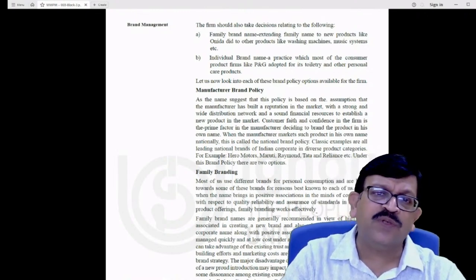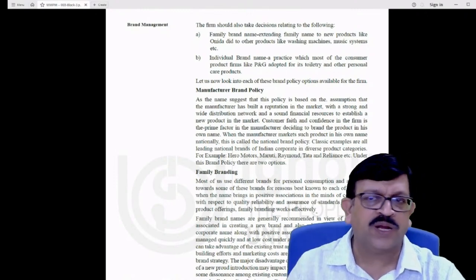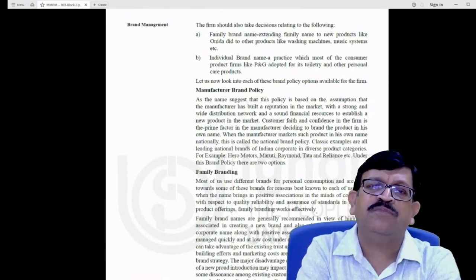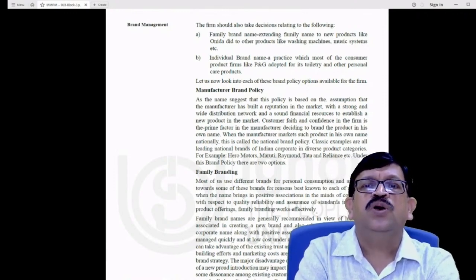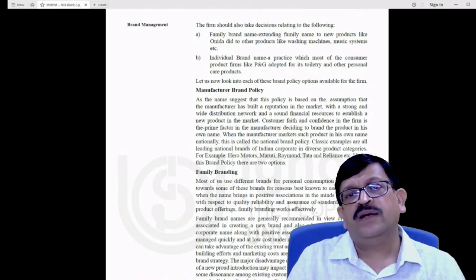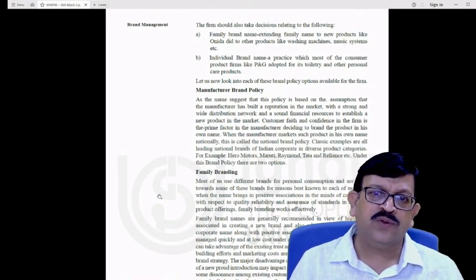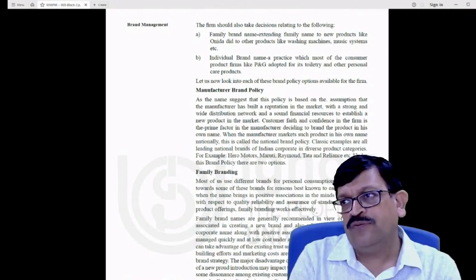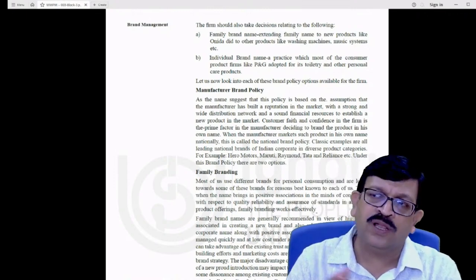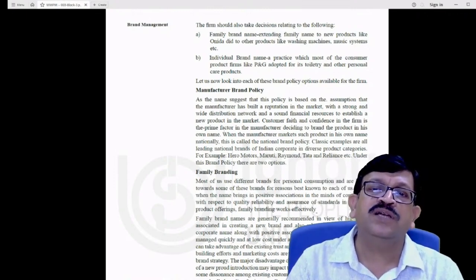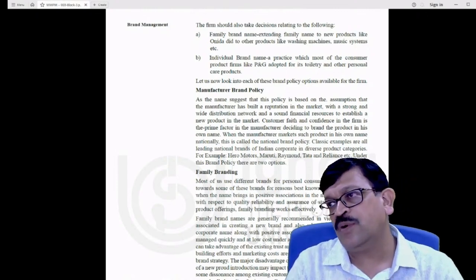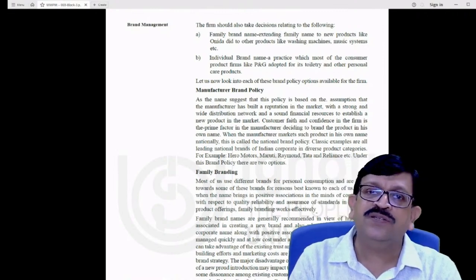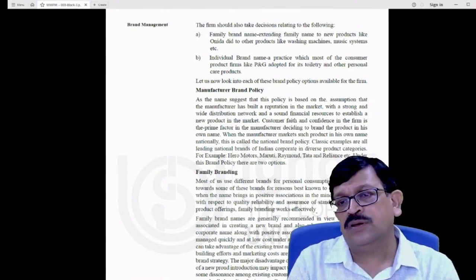So let's look at some of the options which are available to the marketers today. The manufacturer branding policy is a very common policy, where the strategy is to build on the company's reputation, so that people who have seen the company grow from small to big, or to a larger firm, have been able to understand the story better, how it functions. So it makes sense to associate the manufacturer's brand name into your branding policy.